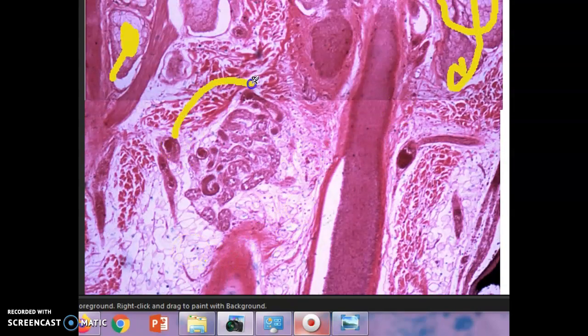Now this gland right here is a tightly coiled gland. That is an eccrine sweat gland. Eccrine sweat glands have ducts, which isn't on the slide, that go all the way to the surface. And it produces sweat that's mostly water.